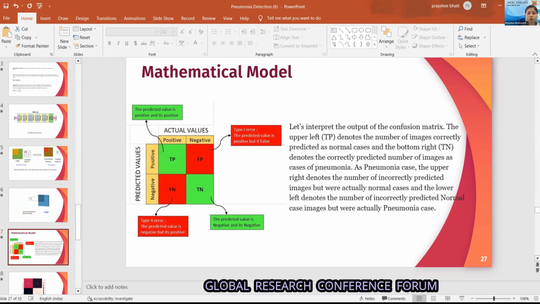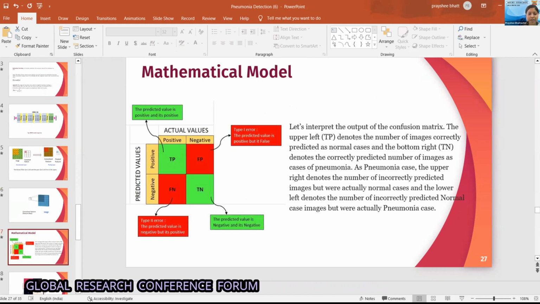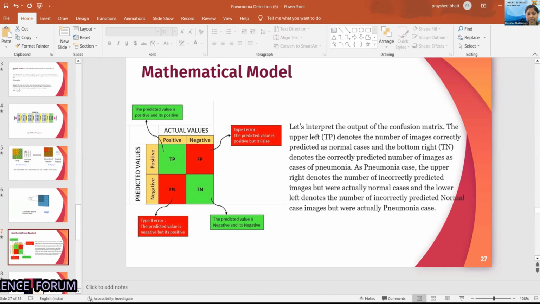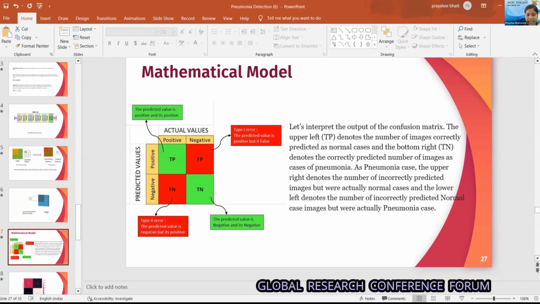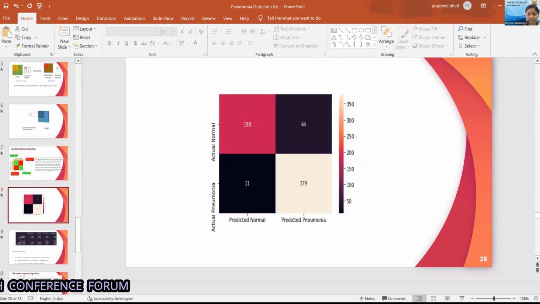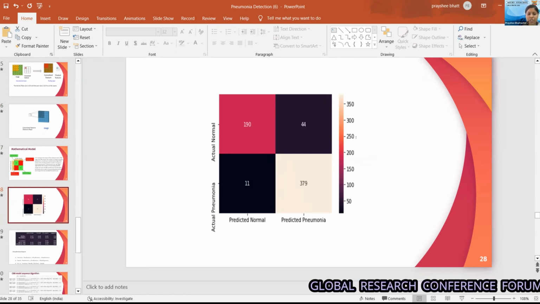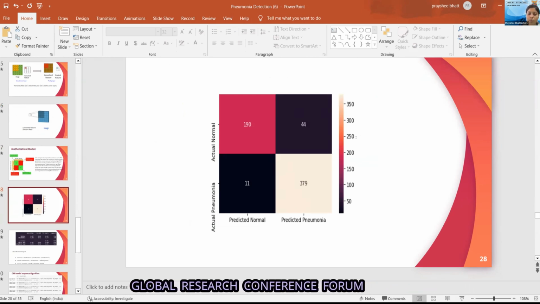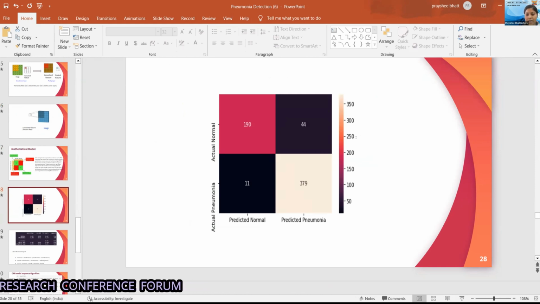Next is the mathematical model, which is the confusion matrix, which we have used for generating the true positive, false negative, and true negative data presented in an X-ray image. Here we can see how many X-ray images are actually pneumonia based, which are actually COVID based. We can predict the normal lungs and the lungs attacked by pneumonia.